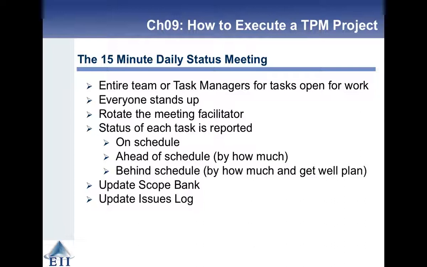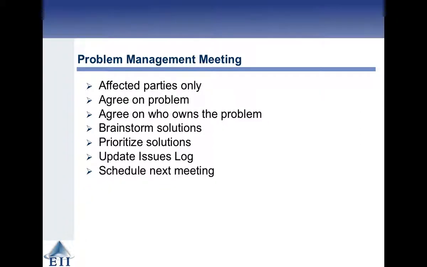What have you done since the last meeting? What are you going to do before the next meeting? And what's stopping you getting things done? And this is a bit more formal, where you've got an actual plan and a complete task list. So you've got to say whether you're on schedule or ahead of schedule or behind schedule. And during the meeting, you can update the scope bank and update the issues log if somebody says they've fixed an issue.